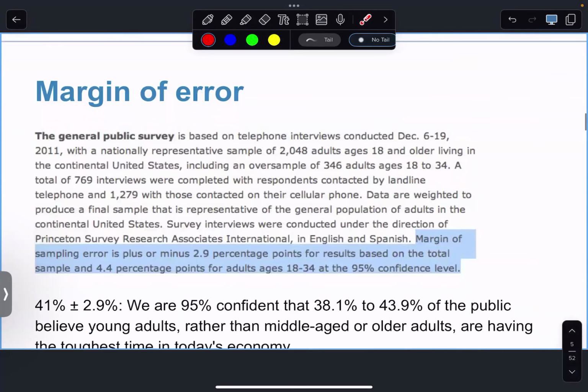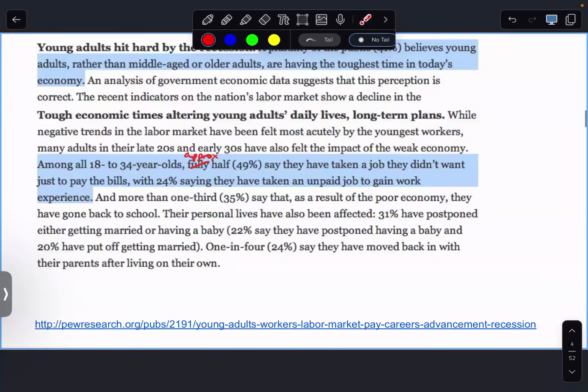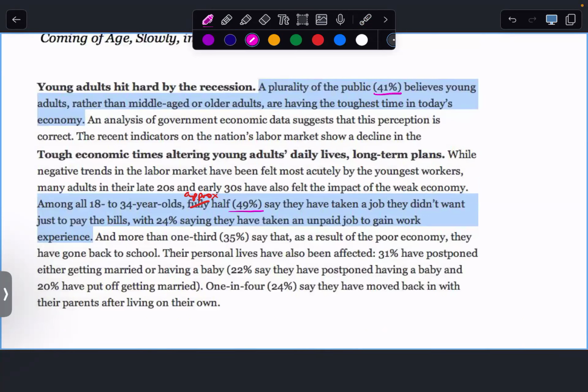This 49% and this 41%, those are point estimates. Point estimate of what for this one? This is a point estimate of the public, so everyone that believes young adults rather than middle-aged or older adults are having the toughest times in today's economy. That's kind of weird, but it's a point estimate of the public opinion. It's our best guess at what the public looks like.